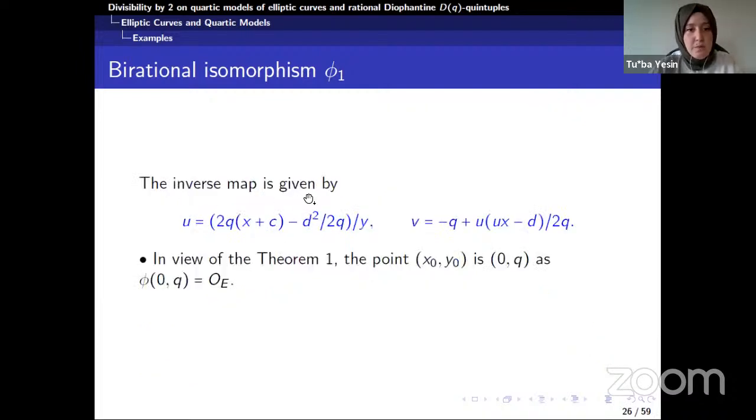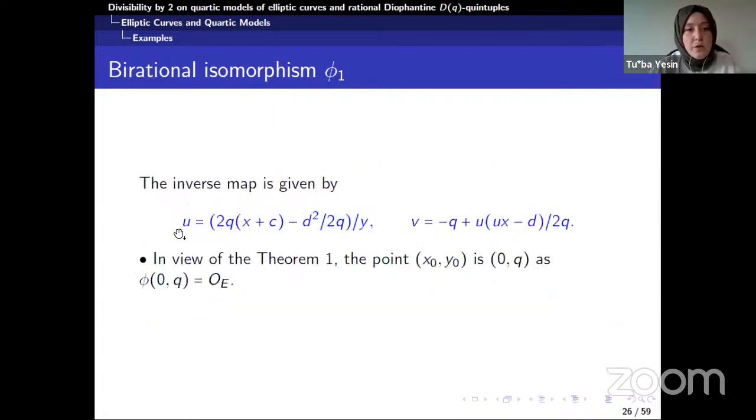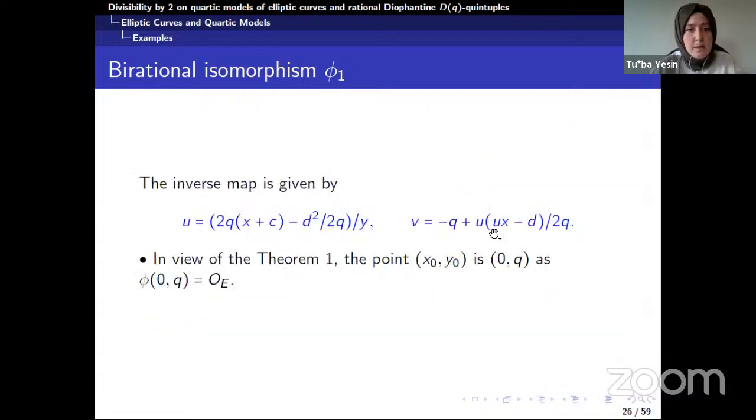And the inverse of this map is given by here. That means from E to C, if you take a point (x, y) on E, you can find the coordinate (u, v) on C. So these are the explicit formulas for the isomorphism.